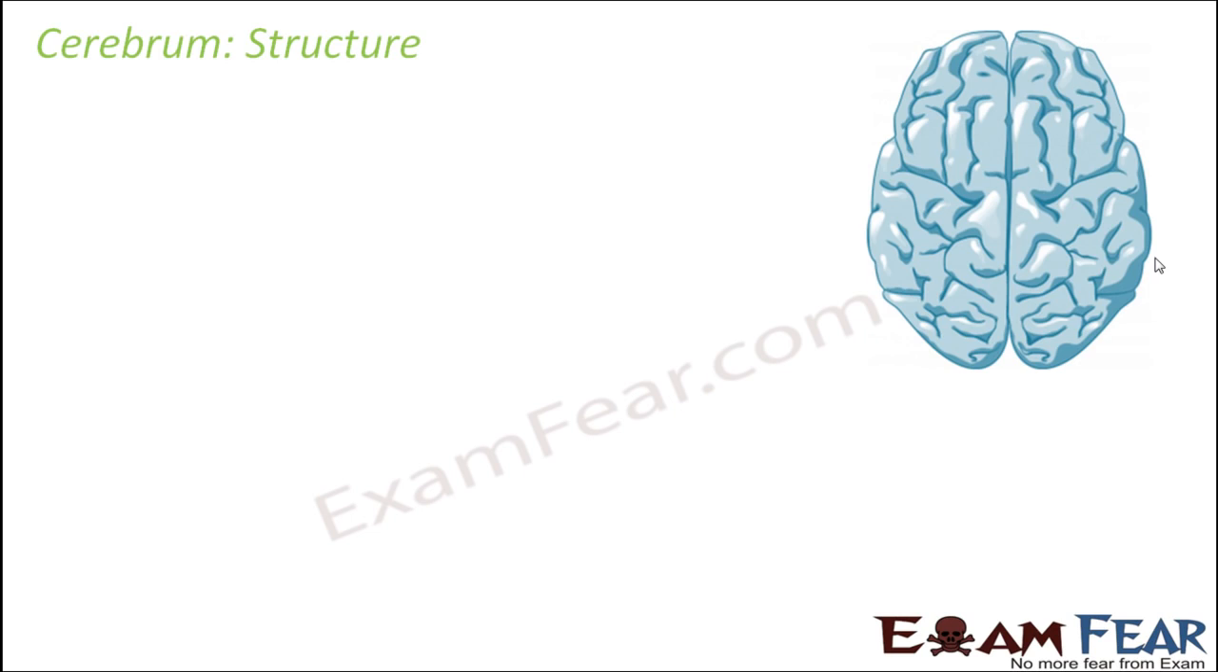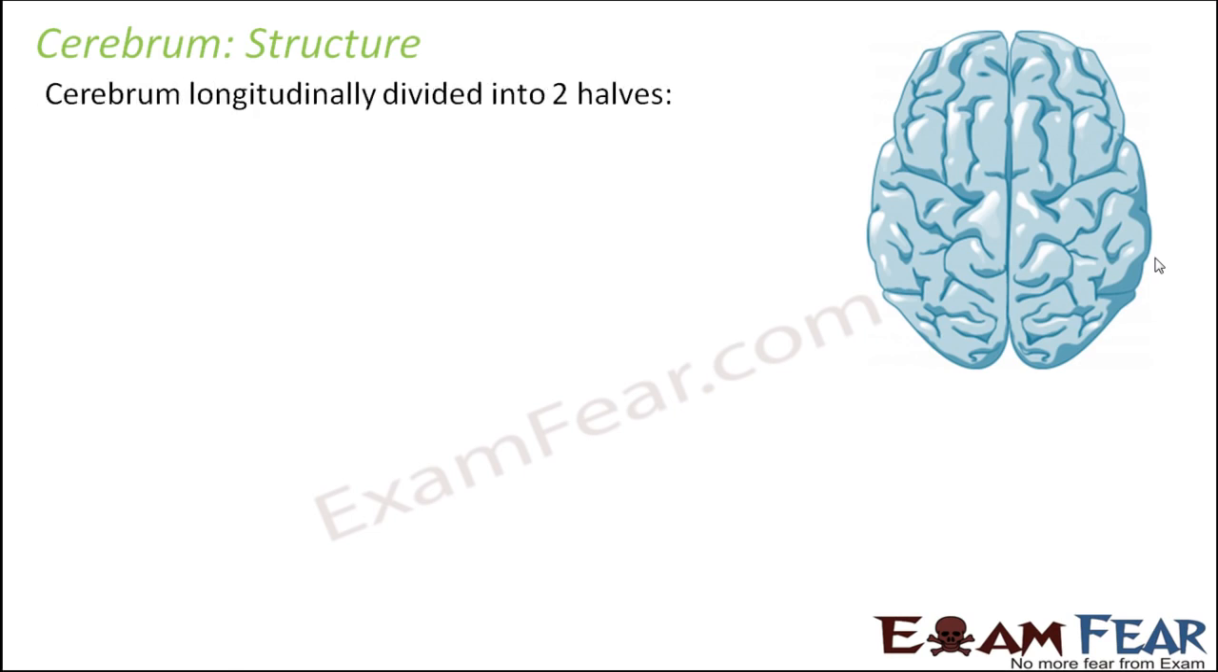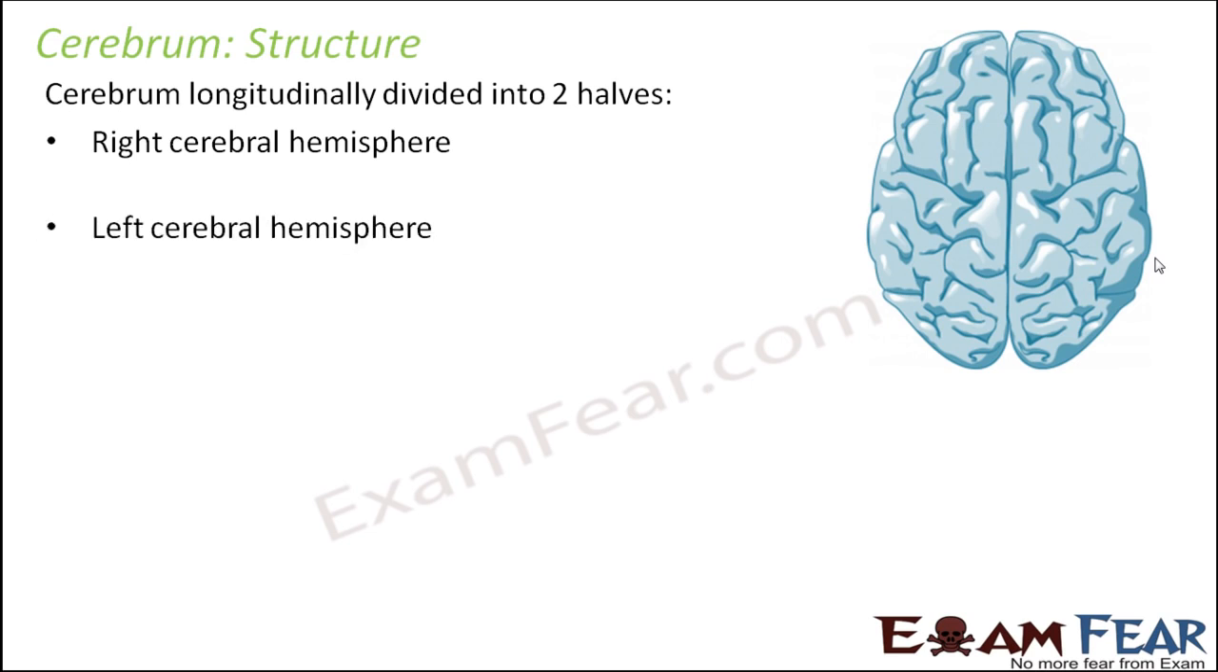So let us look at the structure of the cerebrum. The cerebrum is longitudinally divided into two halves, and each half is known as a cerebral hemisphere. One is the right cerebral hemisphere and the other is the left cerebral hemisphere. If you look at it from the back side, you can see how it is divided into two halves. This half is the left cerebral hemisphere and this half is the right cerebral hemisphere.